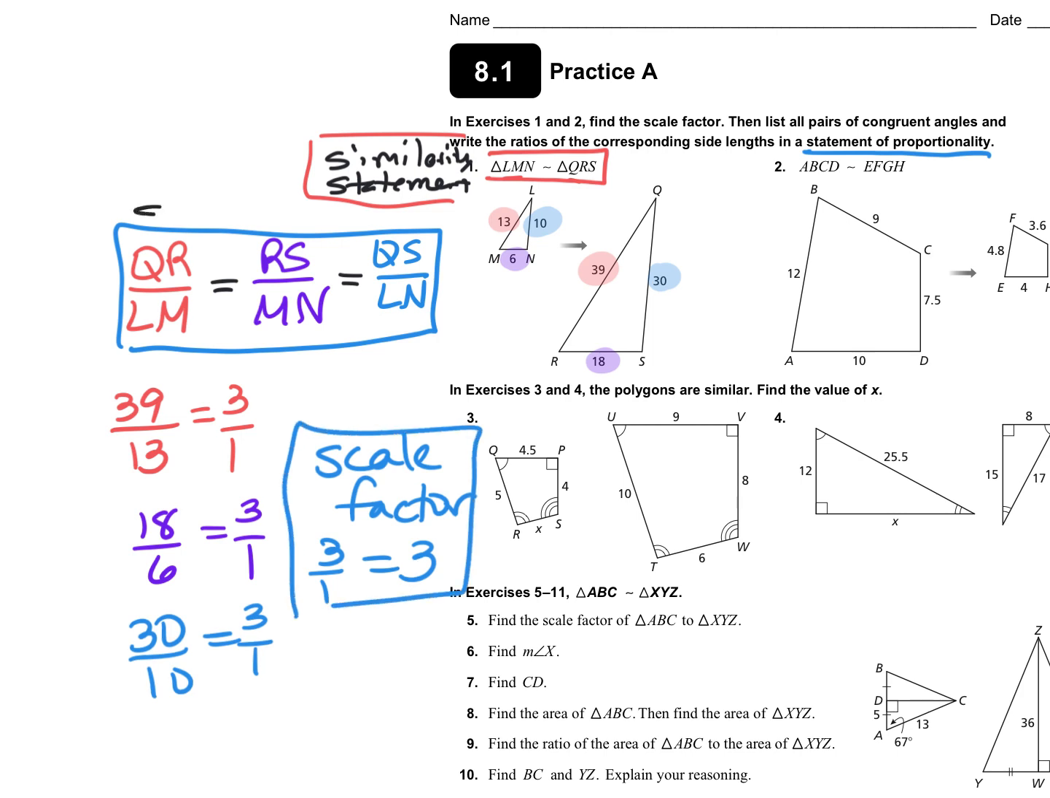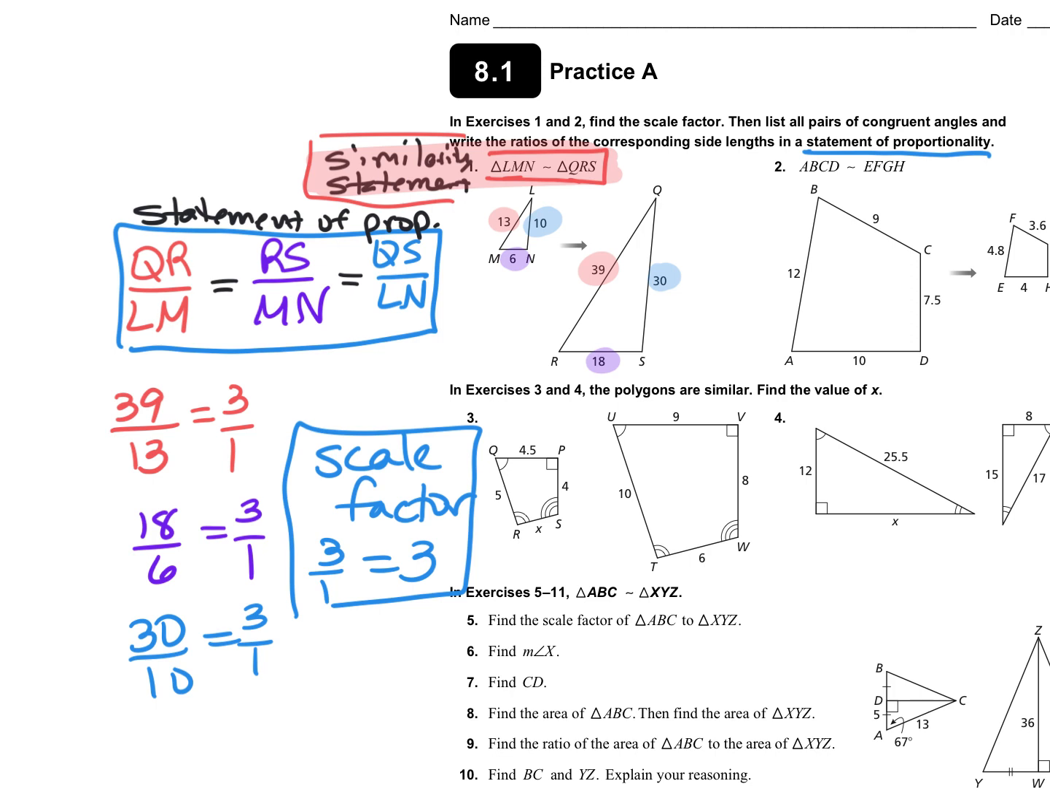This is your statement of proportionality. And then this that I've outlined in red, this is the similarity statement where you say that triangle LMN is similar to QRS. So be able to match it. If they don't give you a statement, you're going to match the size of the sides. Find the smallest side, match it with the smallest, and so on.